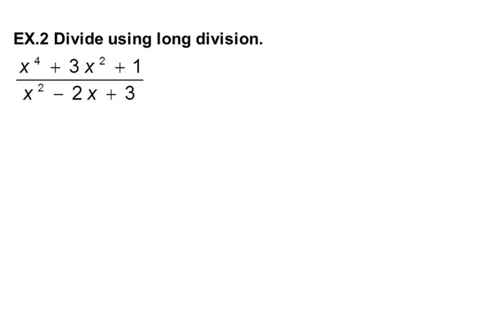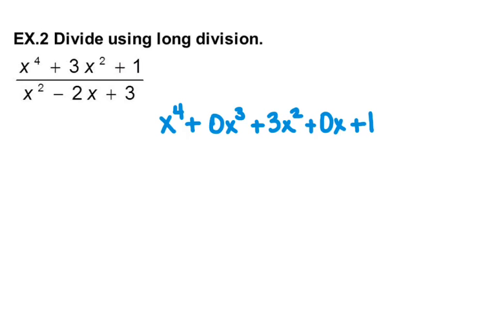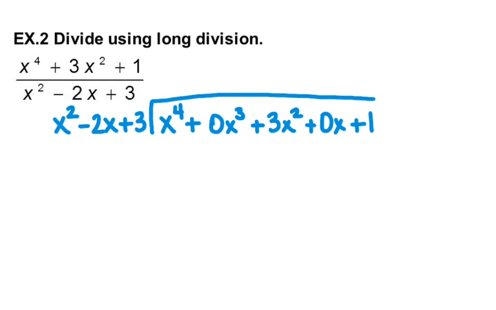So I notice in the top polynomial I'm missing some terms. I'm missing an x cubed and an x. When you're doing long division and you're missing terms, you need to put a placeholder in there. And you'll see why when we start actually dividing in a second, that it's important that things line up in the correct spot.